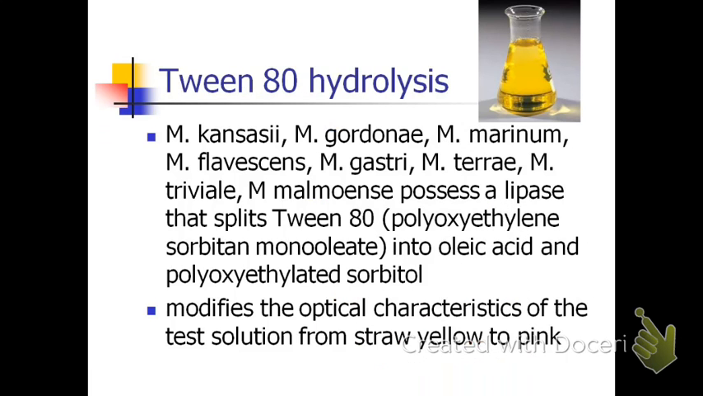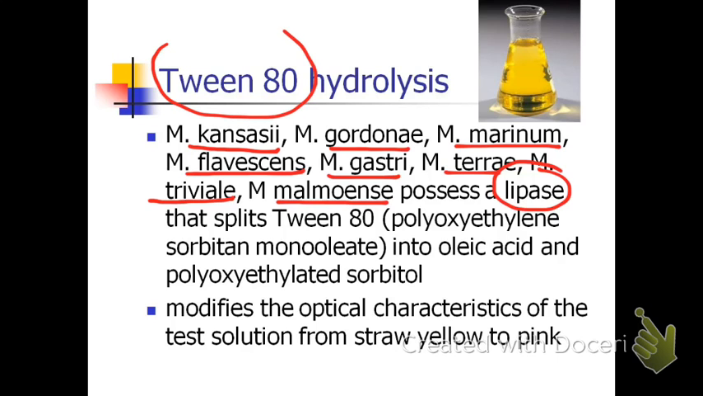The Tween 80 hydrolysis. Tween 80 would usually concern the following species: Kansasii, Gordonae, Marinum, Flavescens, Gastri, Terrae, Triviale, Malmoense. Because these species would have one denominator, they are capable of having this enzyme known as lipase. Does it ring a bell? Lipase is a hydrolytic enzyme that could hydrolyze lipids. What would be the source of lipid? And that is your detergent, the Tween 80.